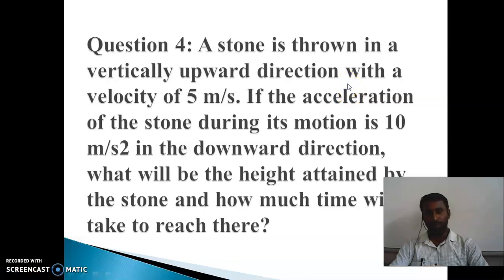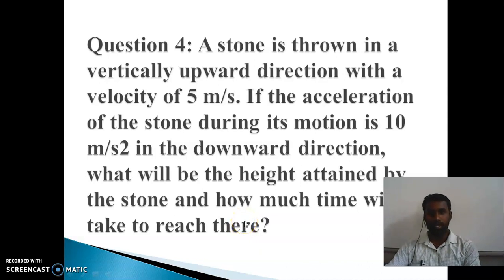Okay, the question number 4. In this slide, question number 4 is: a stone is thrown in a vertically upward direction with a velocity of 5 meter per second. If the acceleration of the stone during its motion is 10 meter per second square in the downward direction, what will be the height attained by the stone, and how much time will it take to reach there?